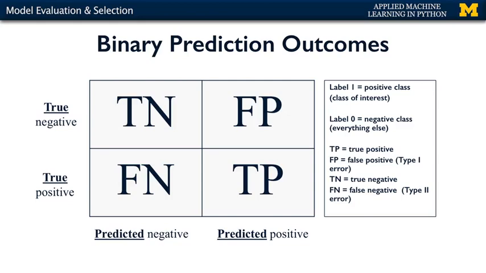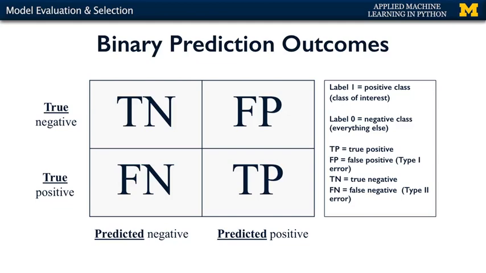If the true label for an instance is negative, the classifier can predict either negative, which is correct and called a true negative, or it can erroneously predict positive, which is an error and called a false positive. If the true label for an instance is positive, the classifier can predict either negative, which is an error and called a false negative, or it can predict positive, which is correct, and that's called a true positive.